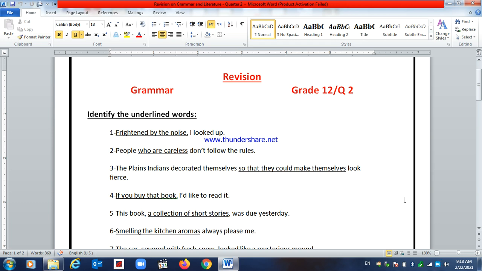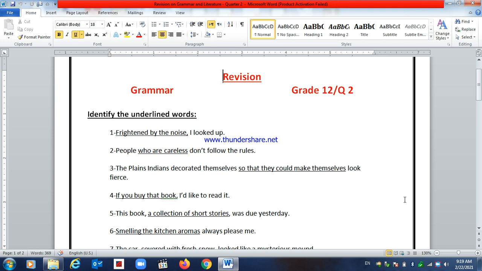People who are careless don't follow the rules. Now I'm going to focus on the underlined words. Who are careless. Is it a phrase or a clause? It's a clause. Why is it a clause? Because it involves a verb, are, and we have a subject, who, right? So it's a clause. What kind of clause?